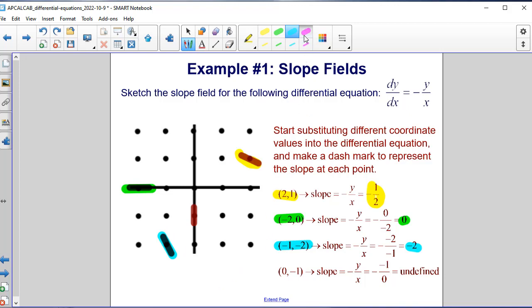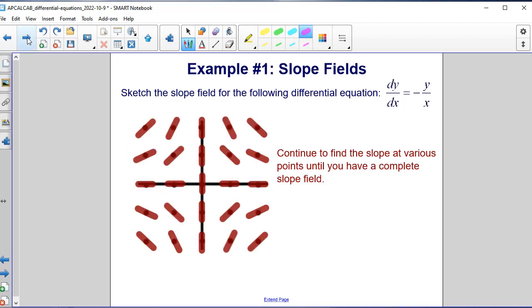And finally, if I consider the point (0, -1), I'm going to get an undefined slope. So when I go to the point (0, -1), here you see a dash mark that has an undefined slope. What you would do is continue to find the slope at various points until you have completed the slope field.